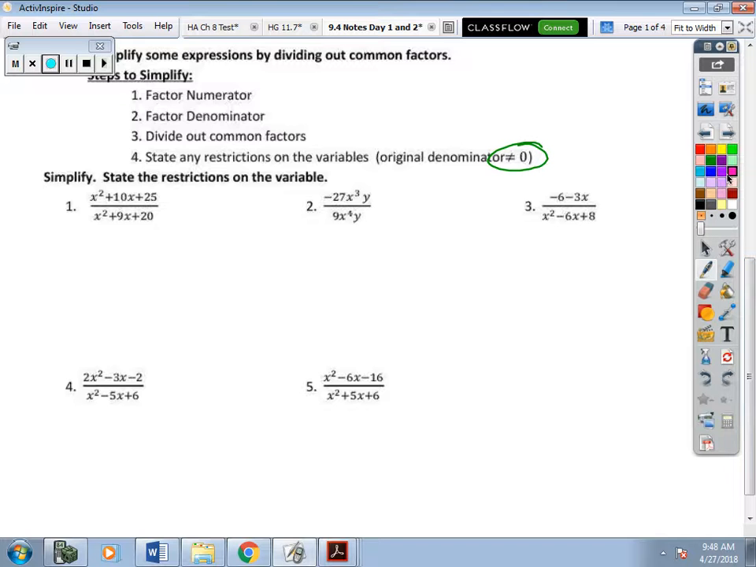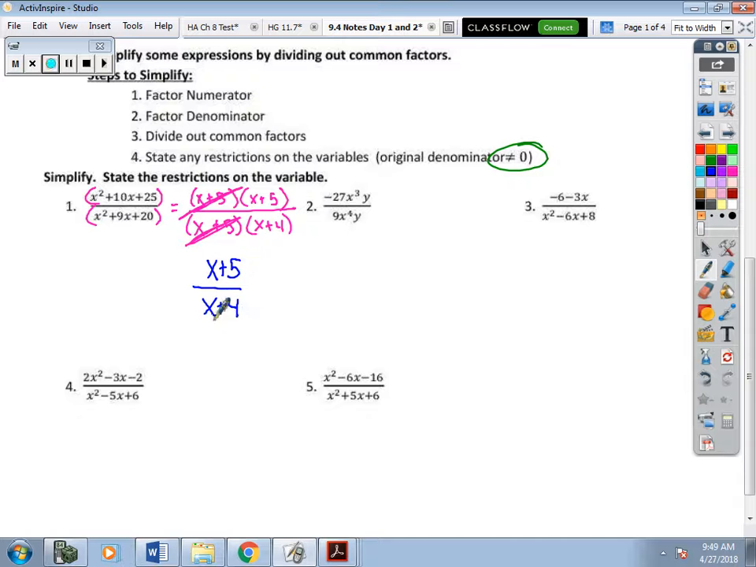So for number 1, we see a quadratic over a quadratic. You cannot, I repeat, cannot cross off the x squareds. These are polynomials that are grouped, imaginary parentheses. So we will factor the top into x plus 5 and x plus 5. And we'll factor the denominator into numbers that multiply to 20 and add to 9, which would be 5 and 4. So we can cancel out one pair, or divide out one pair of our binomials that match. So we're left with x plus 5 divided by x plus 4.